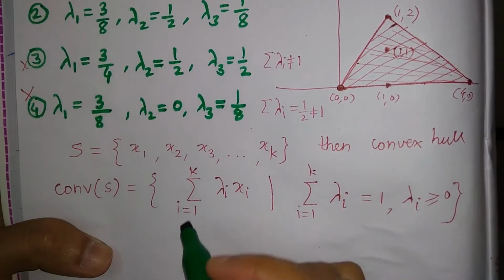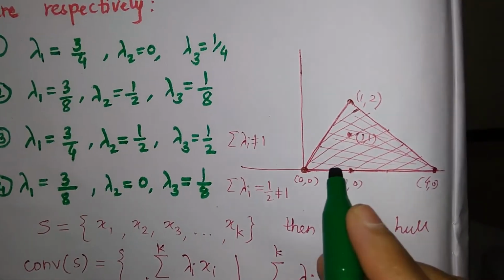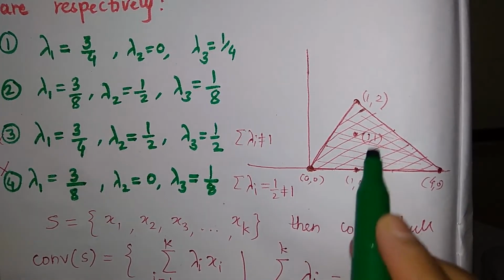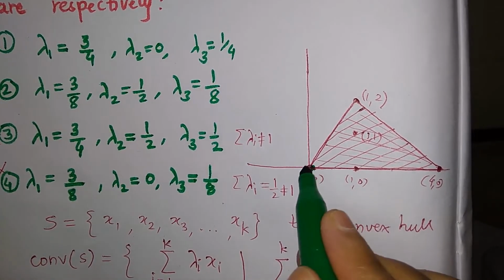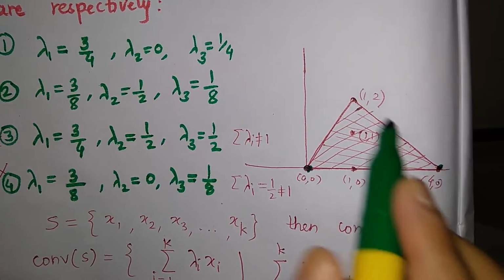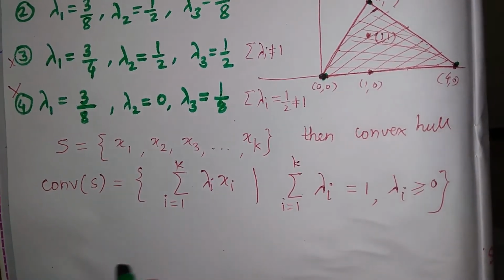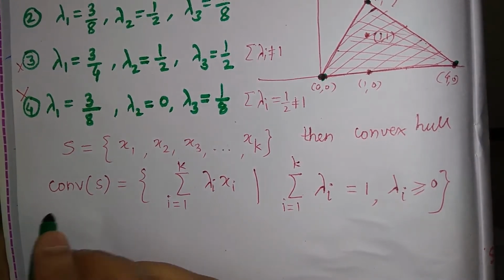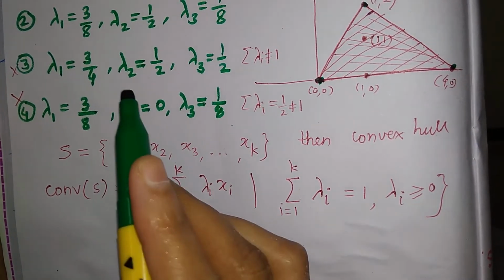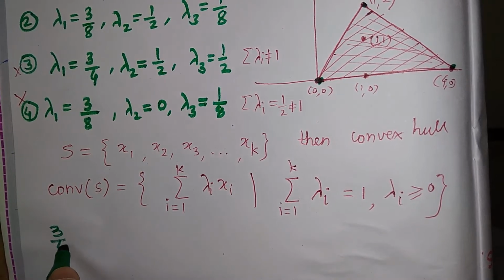So first option is, now just look at this. What are the extreme points for this region? The extreme points are just this (0, 0), (4, 0) and (1, 2). So just write the linear combination. Say if I take, from the first option, lambda 1 is 3 by 4.